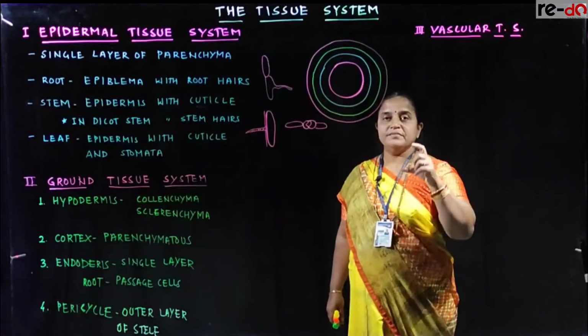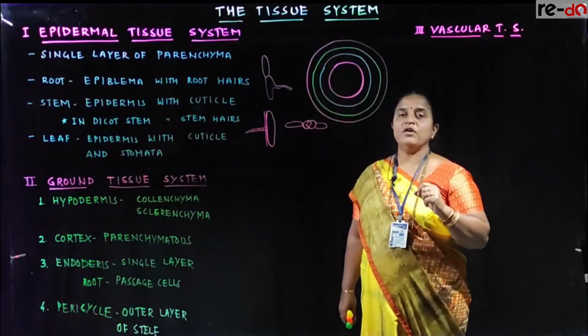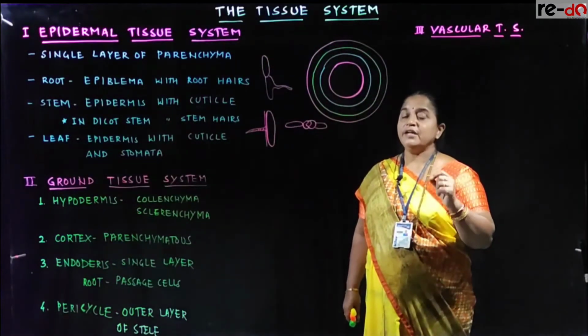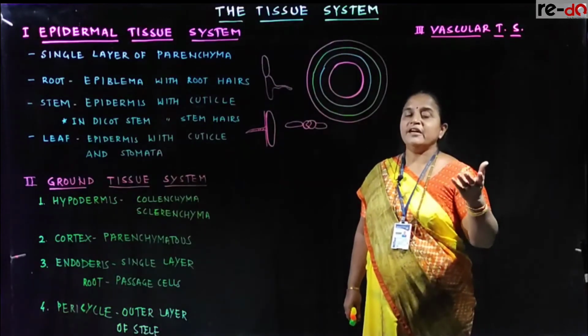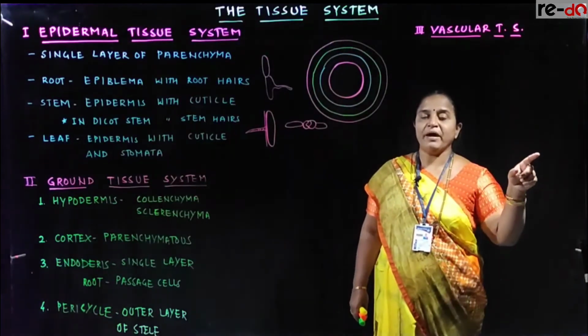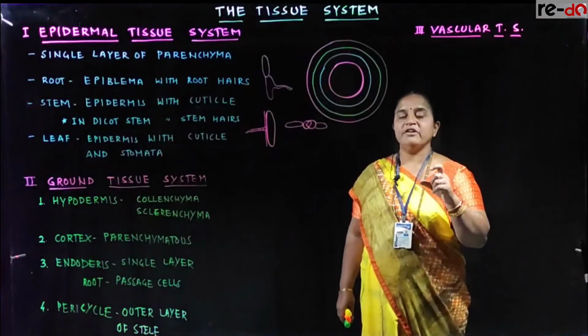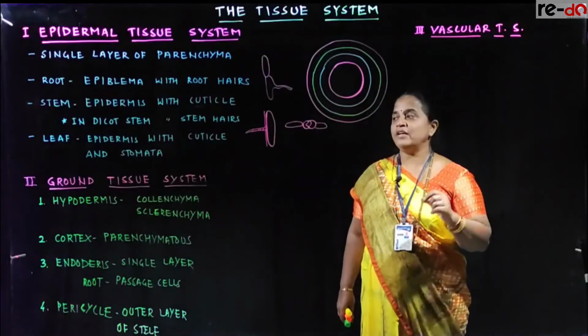In the leaf, the middle portion is called mesophyll. It is definitely chlorenchymatous, either palisade, where the cells are elongated and compactly arranged, or spongy, where the cells are spherical and loosely arranged.